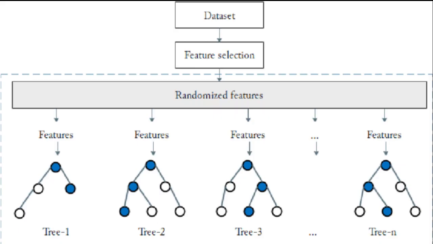In addition to bagging, random forest also uses feature randomization. Instead of considering all the features when deciding how to split a node, random forest only considers a random subset of the features. This decorrelates the trees and further reduces overfitting.